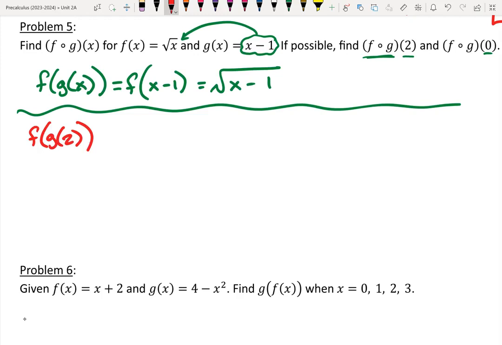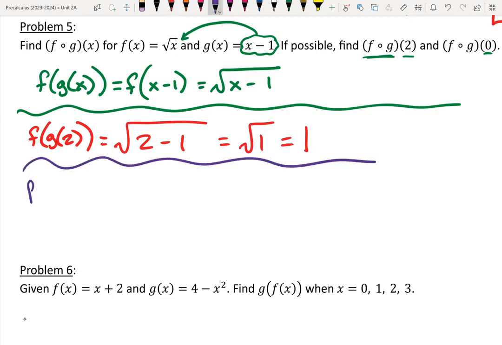So as I was saying, if we already know what f of g is, then when I do f of g of 2, I don't have to do that whole process we did on the last one. I can go straight to my function, 2 minus 1. What is 2 minus 1, ladies and gentlemen? So square root of 1 is equal to 1. So we have a value there. Let's go ahead and do the next one, f of g of 0. Again, I already know what f of g is. I have that function. So I can just plug in 0.